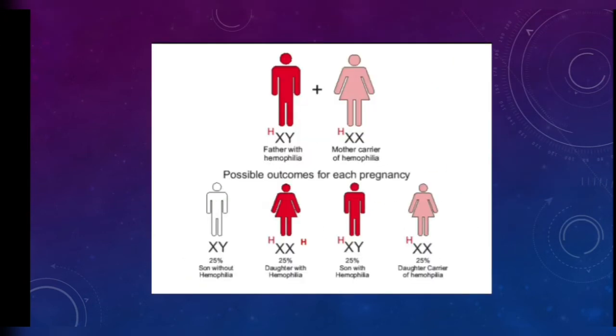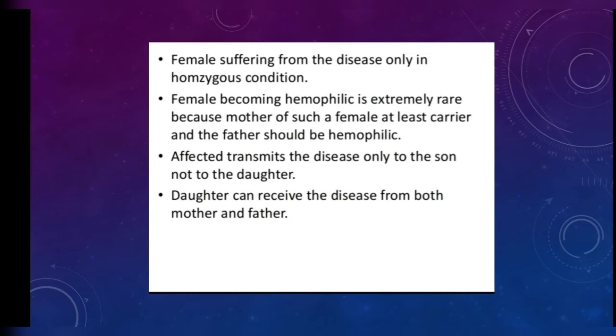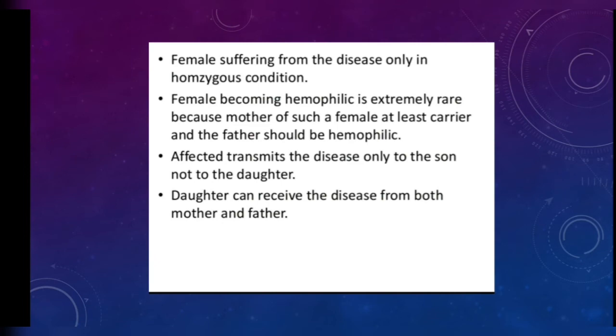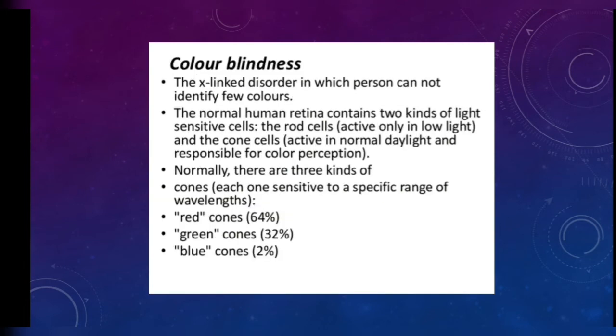Also, this is a very rare chance कि ऐसा भी हो, where affected male would marry a carrier female, then only the daughter would be affected. But this is a very rare chance, that's why female becoming hemophilic is extremely rare. Okay, and affected transmits the disease only to the son, not to the daughter. That's जो affected होगी वो अपने son को disease transmit कर देगी. Daughters can receive the disease from both mother and father.